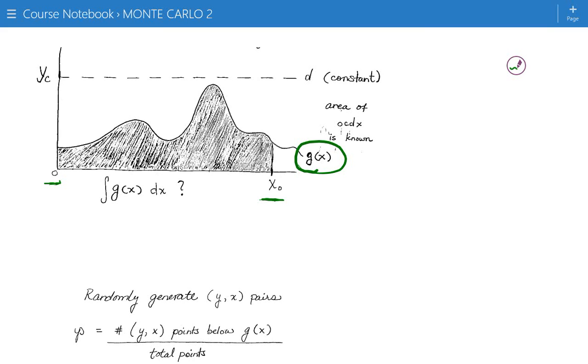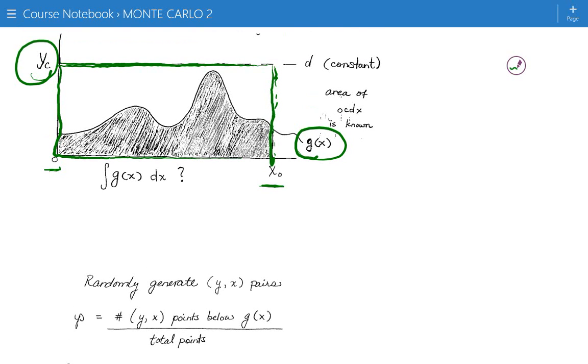And let's suppose that I know that I can find a yc, as a constant, that dominates the whole area. That means that if I take yc and multiply it by x naught, I get a known area for that square. So I can get a full known area for this square here. And what I want is to know the area of g of x within this range from 0 to x naught.